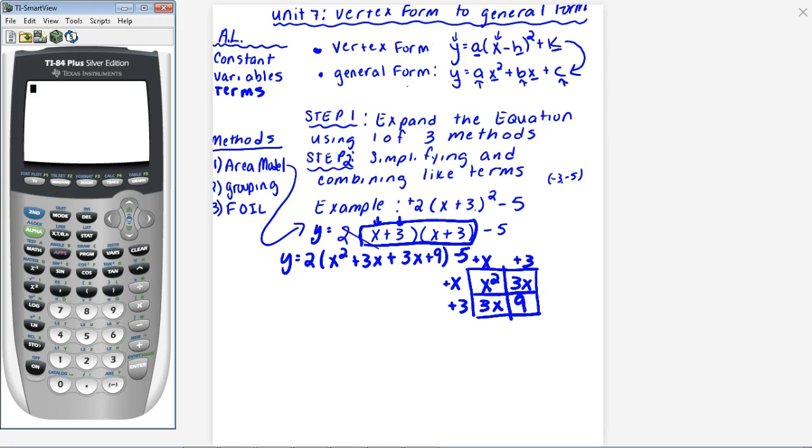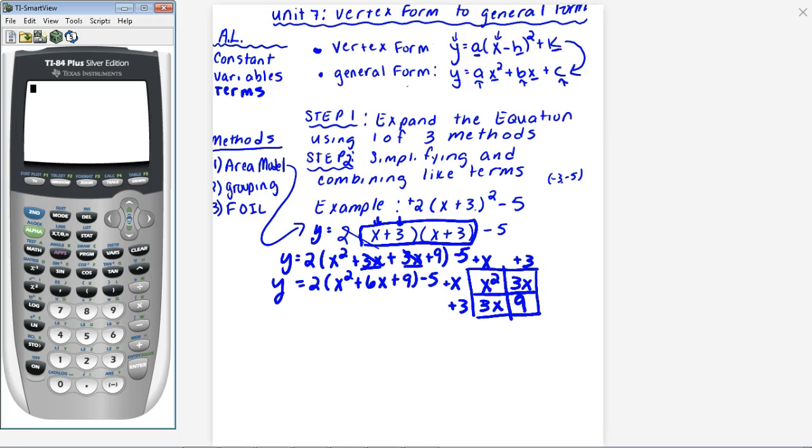So now we're going to do the second step, which is simplify our like terms. So let's see here. What's going to be the easiest way? We're going to do y. And let's just add 3x's and 3x's, which are like terms. I can't add the regular x's to the x squareds, only the x's to the x's. So plus 6x, right? Plus 9 minus 5.